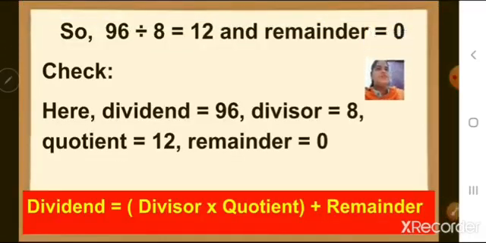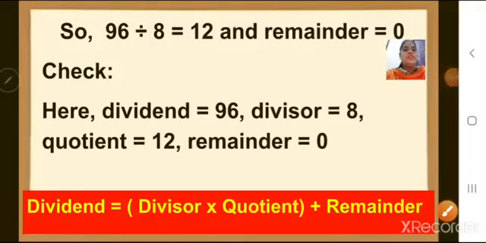Okay. Next we will write the answer. 96 divided by 8 is equal to 12 and remainder is equal to 0. Children, then let us check whether our answer, which is number 12, is correct or not. How we are going to check? With the help of the formula. Okay. The formula is dividend is equal to divisor multiplied by quotient plus remainder. Before that, write down dividend is equal to 96, divisor is equal to 8, quotient is equal to 12 and remainder is equal to 0.